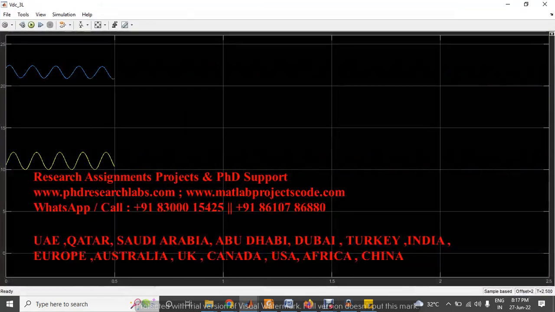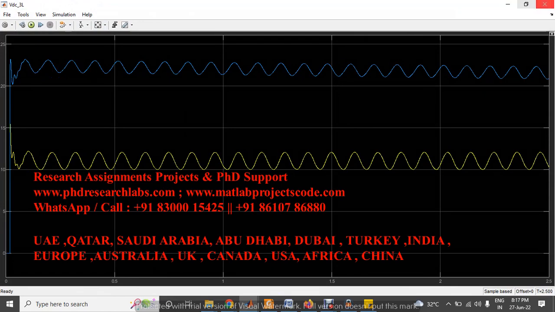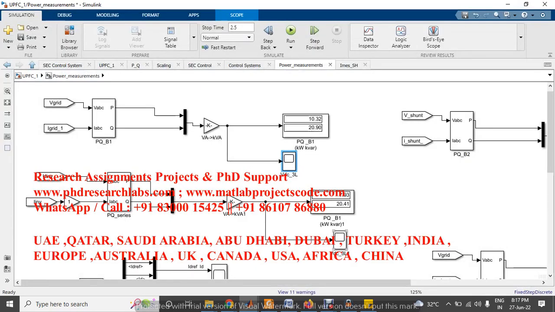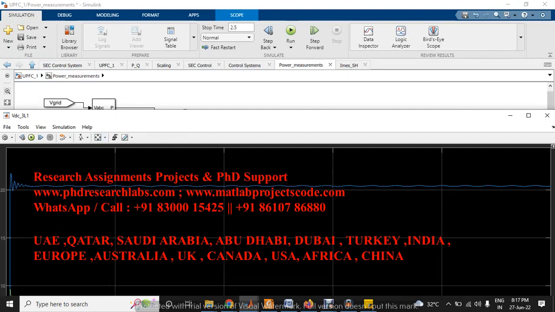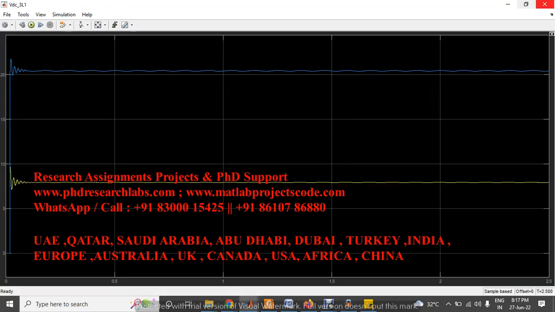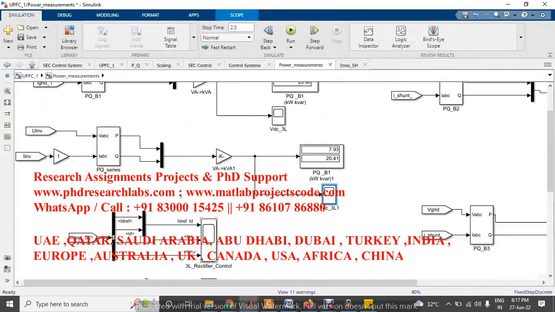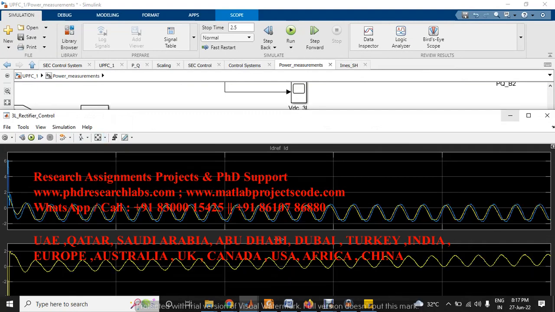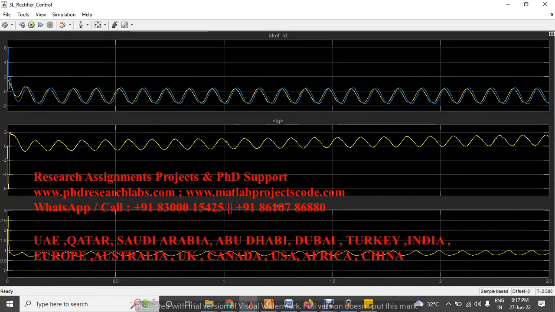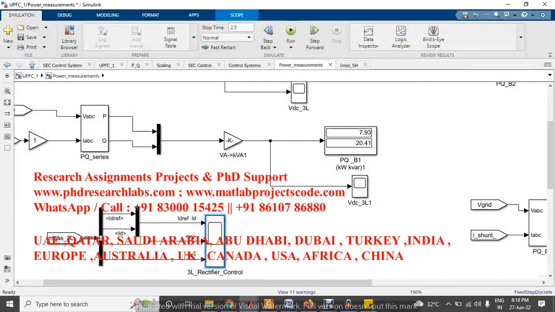This is the active and reactive power of the grid, and this is the inverter active power and reactive power. And this is the three-phase rectifier control, meaning the control reference of IDQ, the ID reference and IQ reference, with the modulation index.